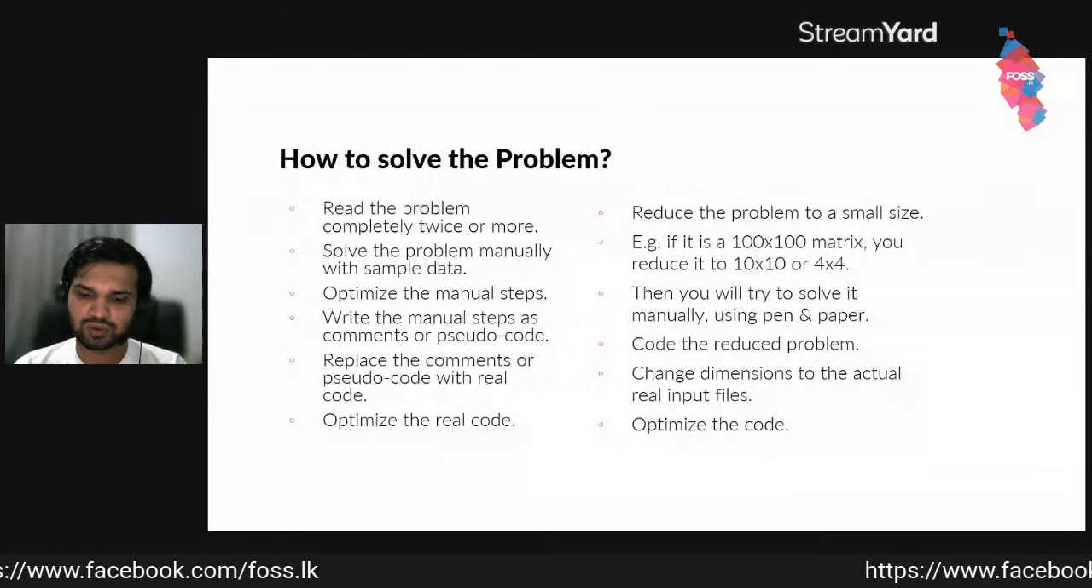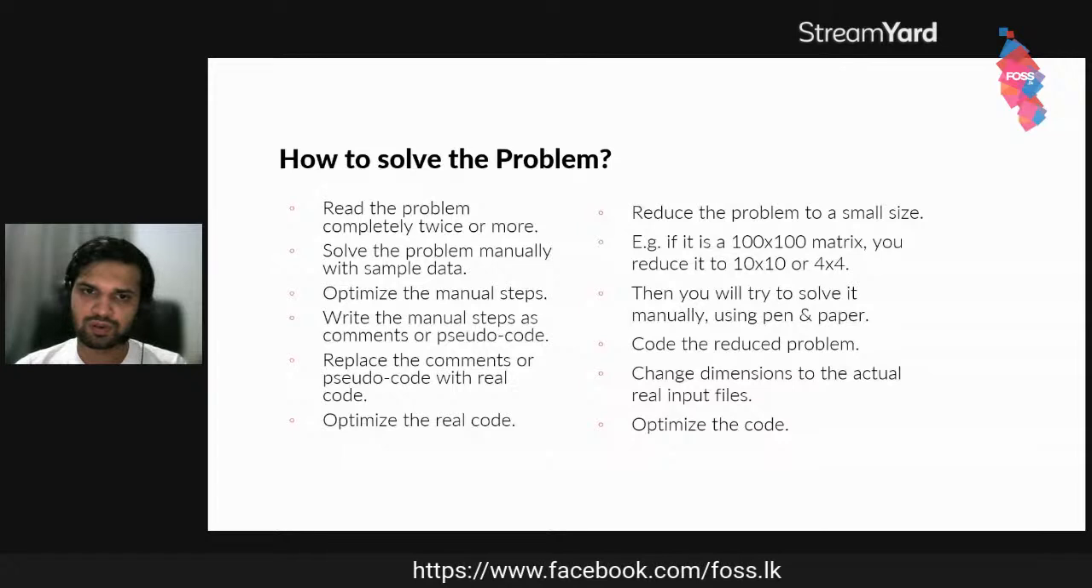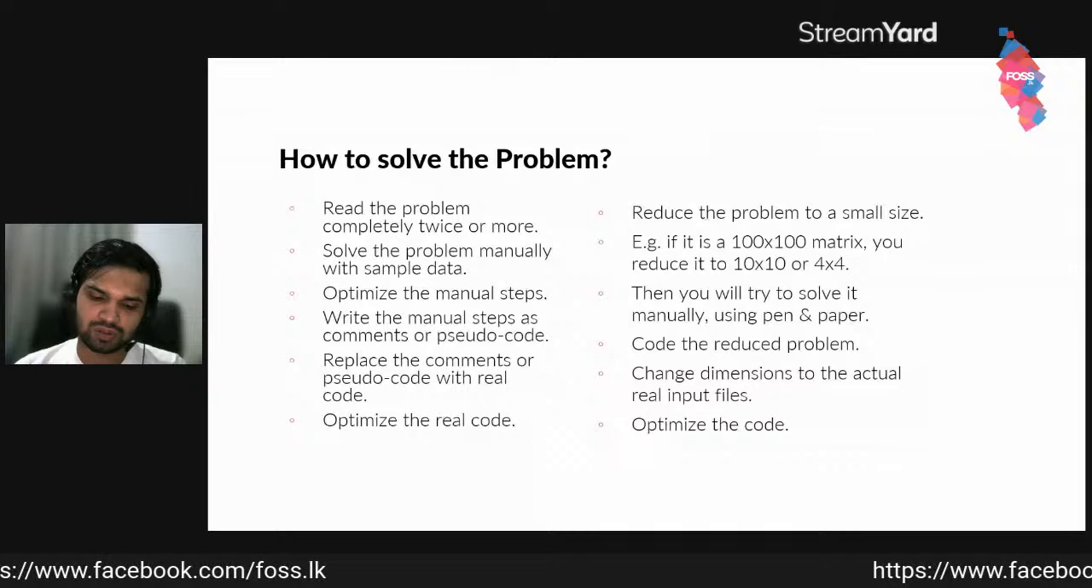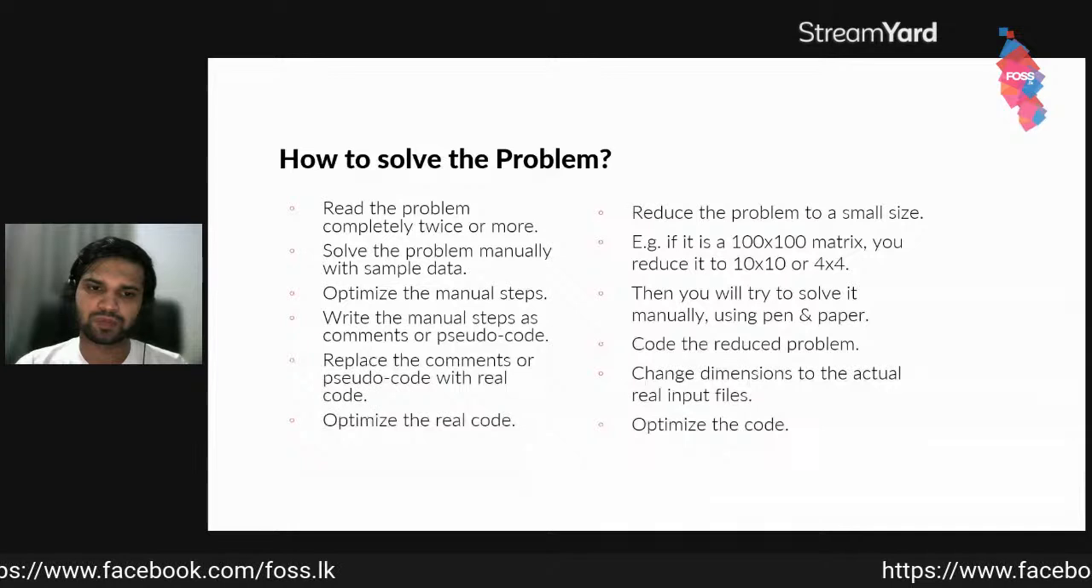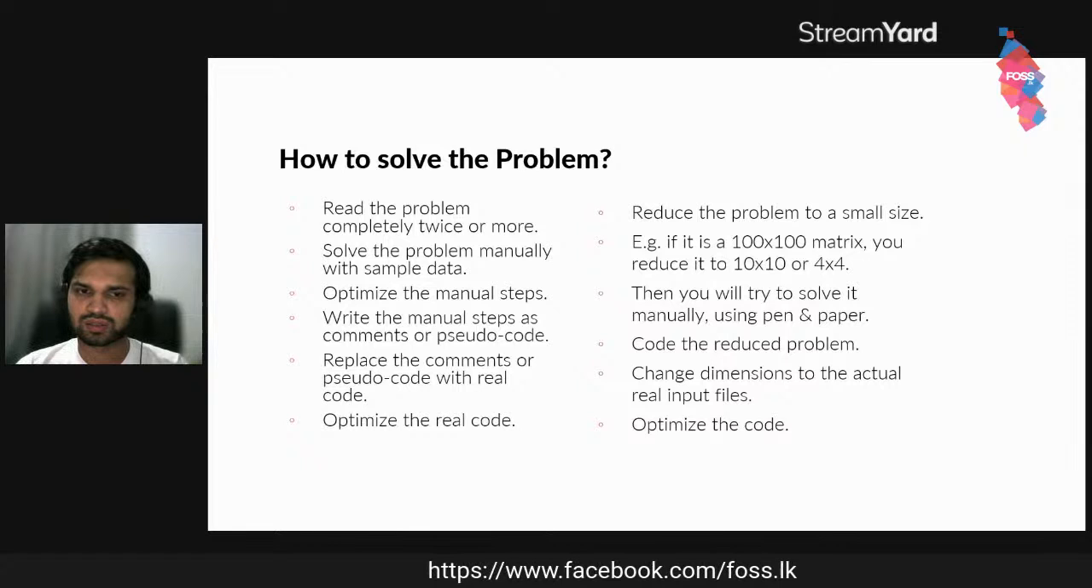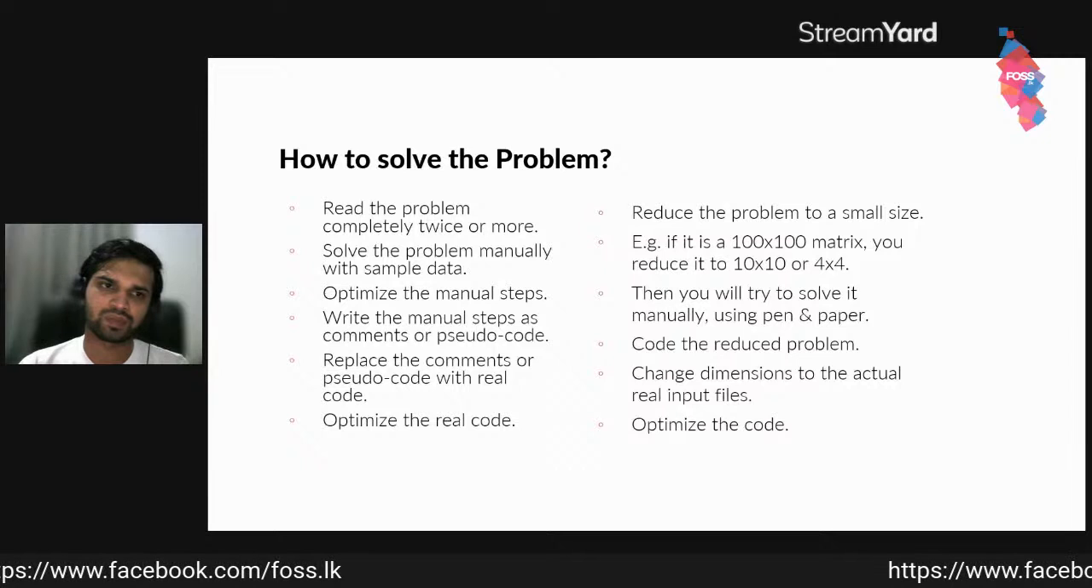The other approach is to reduce the dataset size. If you have a 100x100 matrix, you solve it for a 4x4 matrix, write the code for that, and then just change the size of the variables. If it is 4x4, you change it to 100x100. Then you get the data from the question, run it using your code, and upload the results. Those are the two main approaches to solve these problems.